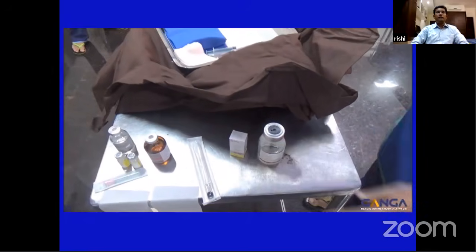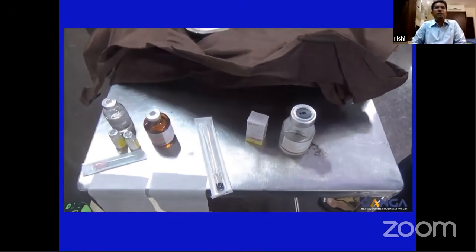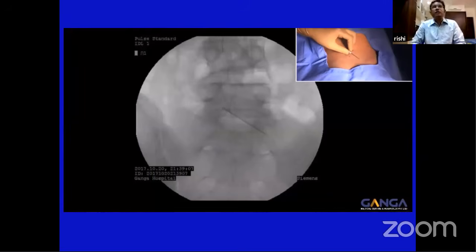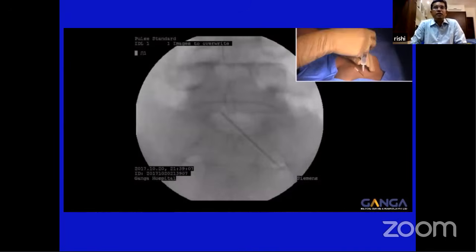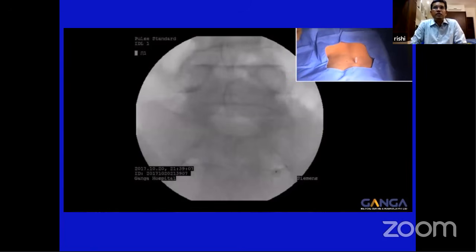So first will be the lignocaine injection for the skin. Second will be the dye. And third thing will be the steroid. So I place the thick needle to localize the nerve root foramen. So look at both the live picture as well as the CM picture. So the needle tip is on the skin. So that's where I'm giving the local anesthetic injection to numb the skin and the fascia.